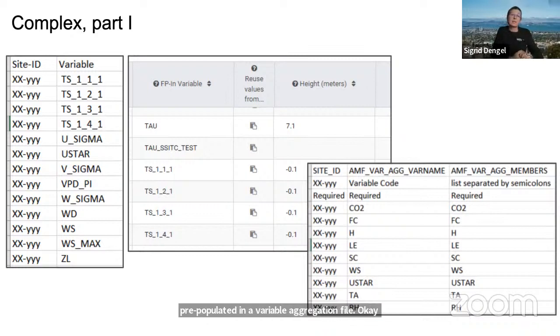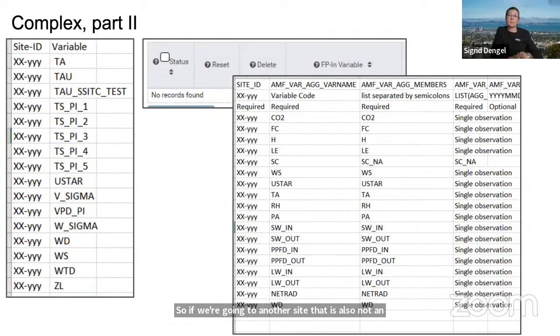So if we're going to another site that is also not an easy site to deal with, in my case, when I was preparing these files, is this site. Here you can see the soil temperature. Soil temperature has been measured at 5 depths. I do not know. In this case, I tried to look at the variable information table to see if I have any indication there, and I could see that this site has not filled in any information. So again, for me, it's a big question mark.